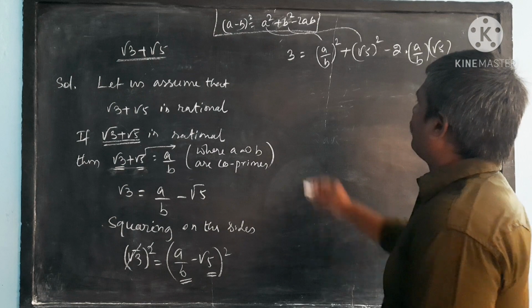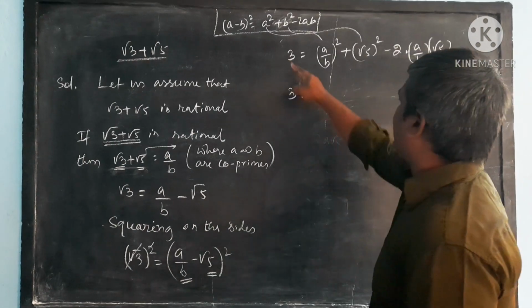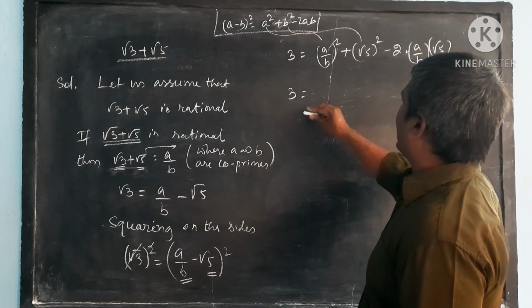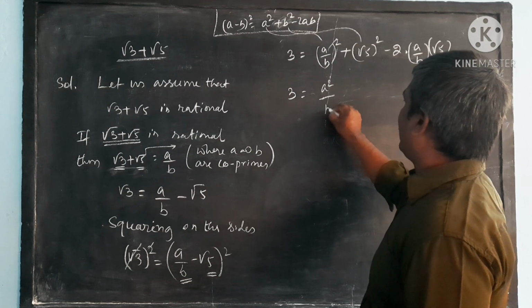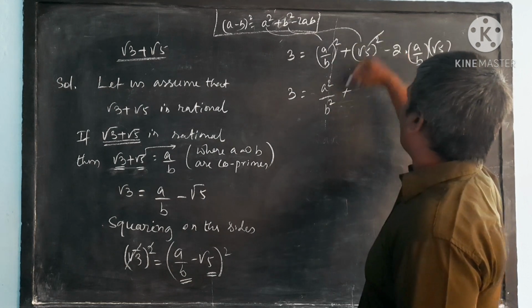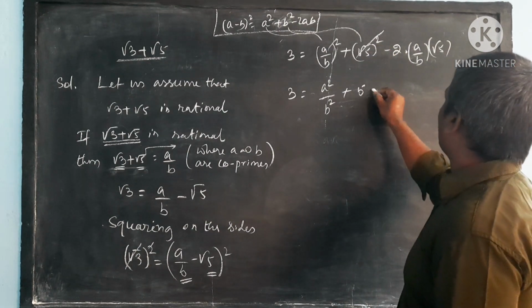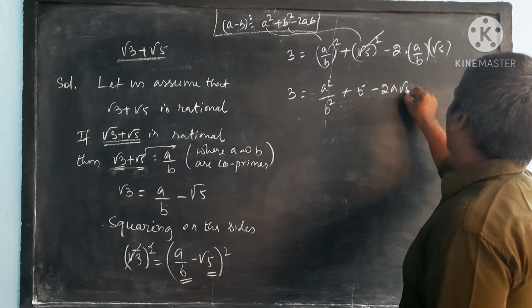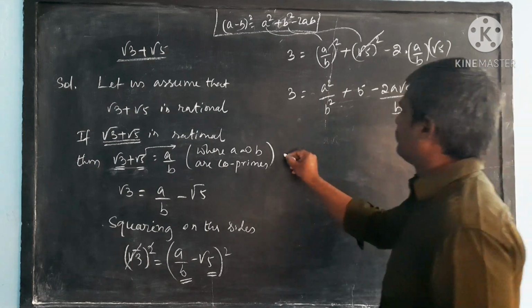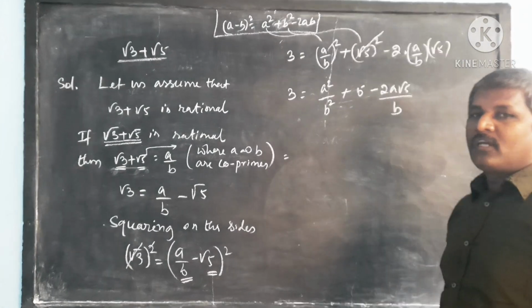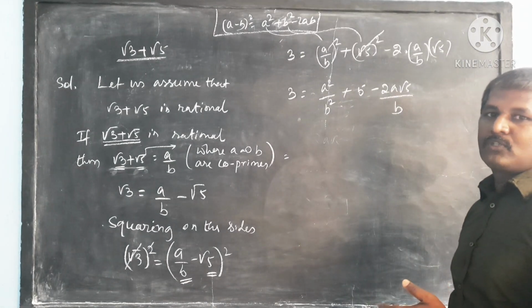Now the next step will be 3 is equal to (a/b) whole square, which means it is the square of both a and b. Now you can write a²/b² plus, cancelling the square root and the square, we will get 5 minus 2a√5/b.